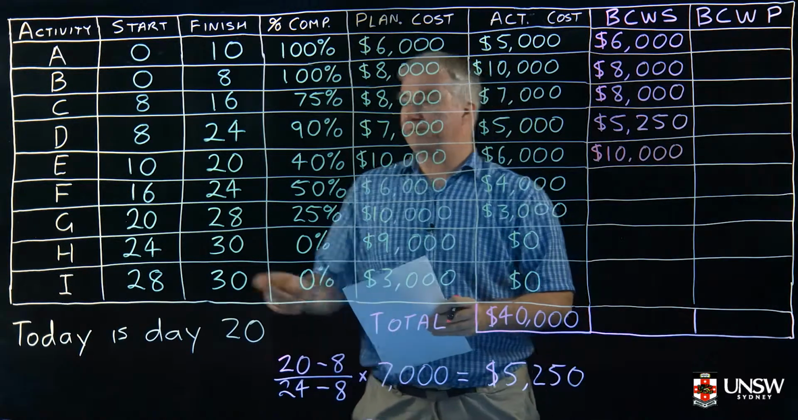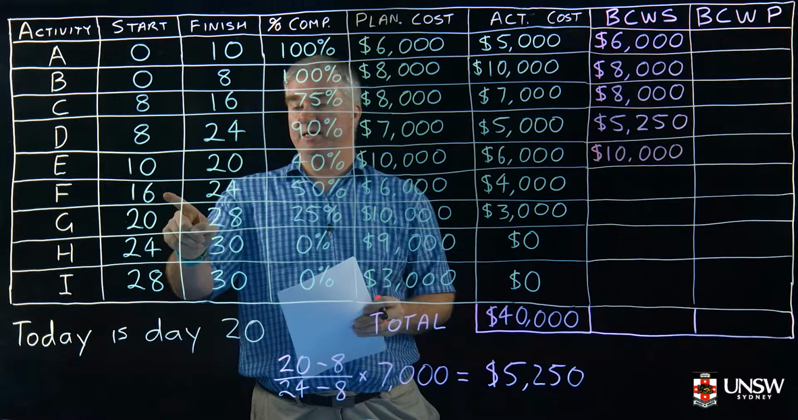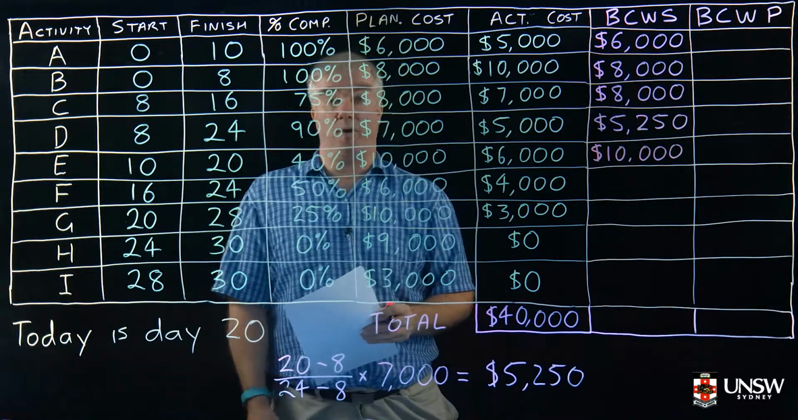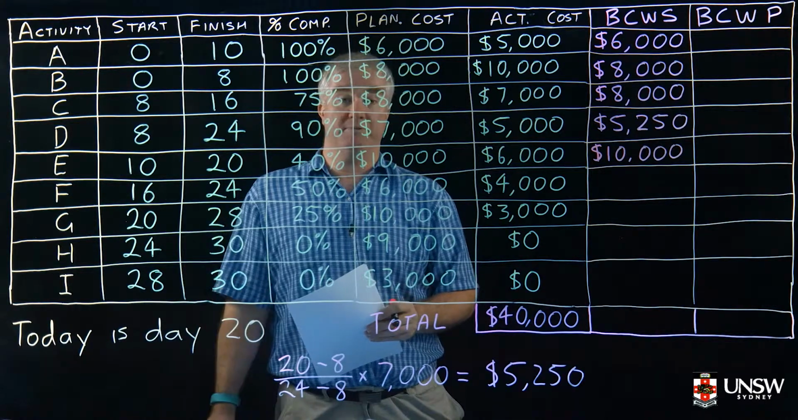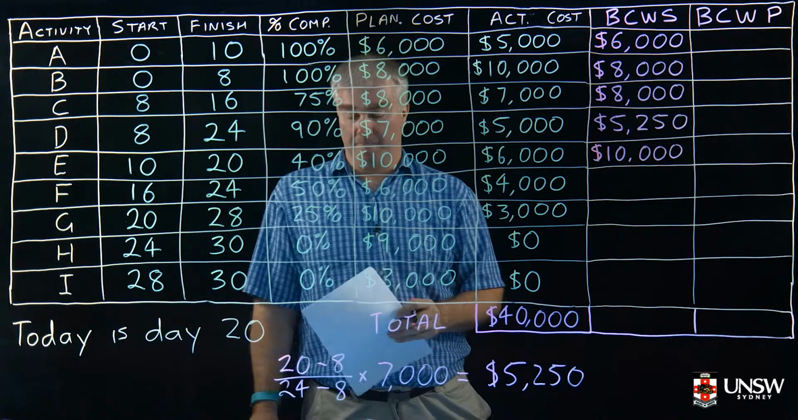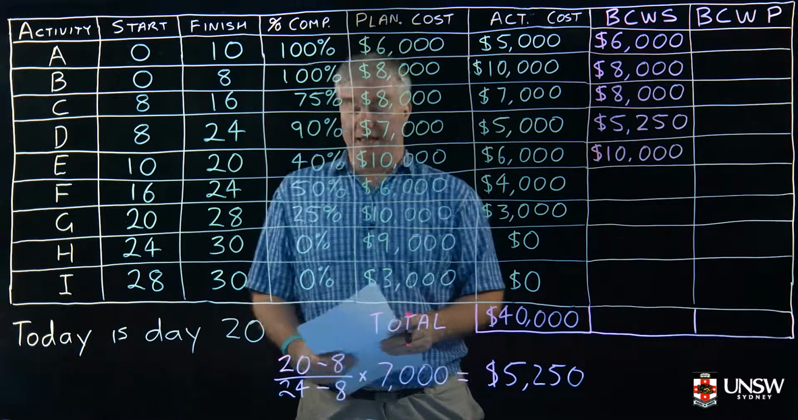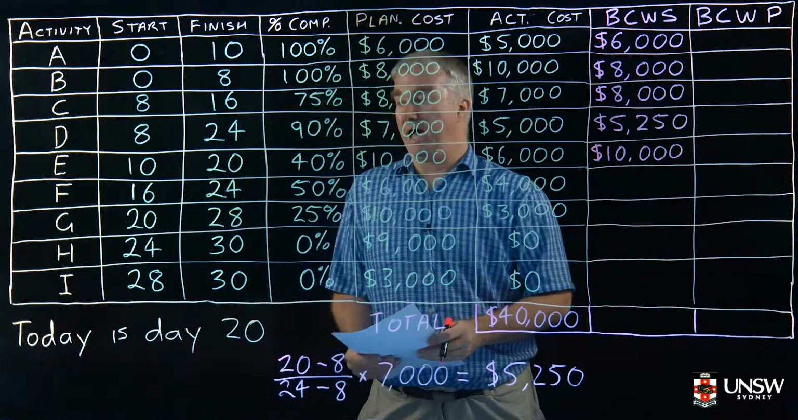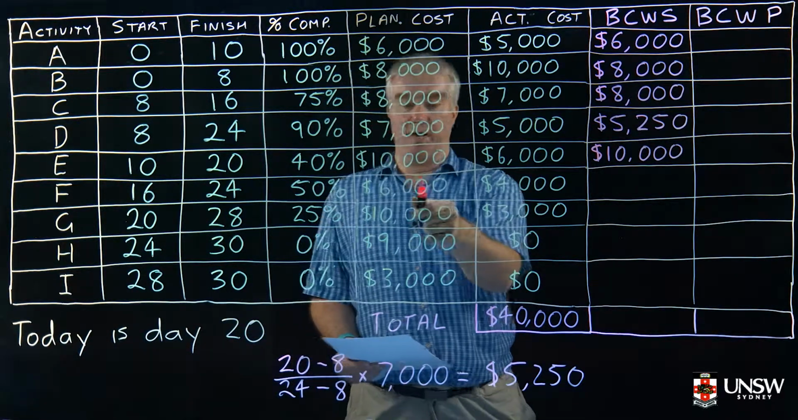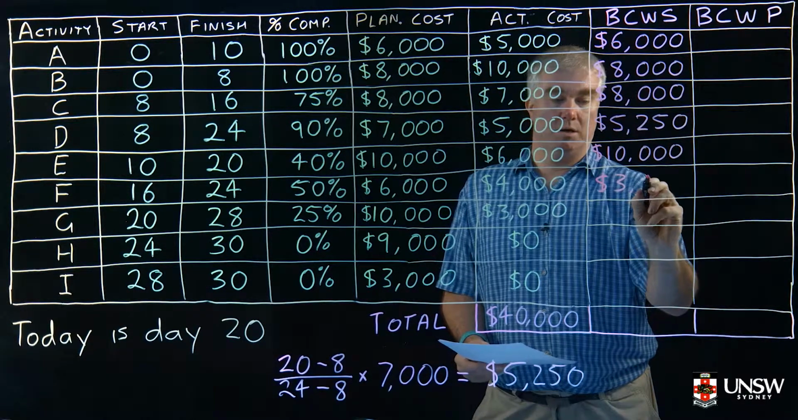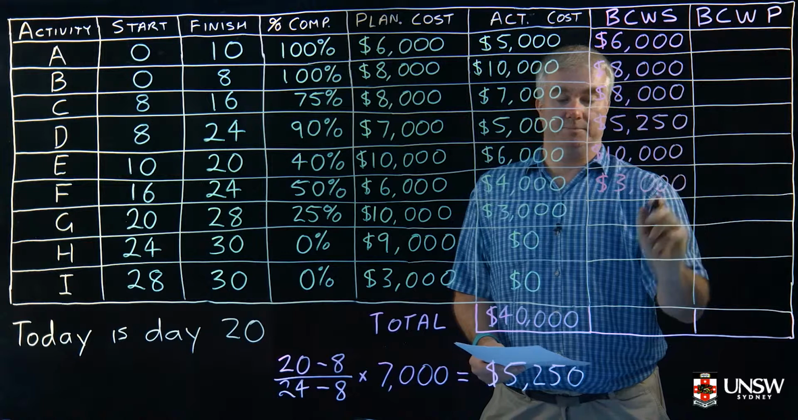For activity F, we've got 16 and 24. Day 20 is exactly halfway because we've got 4 days between 16 and 20, and 4 days after. We could do this formula again. However, it's pretty straightforward this time. It's going to be half, because we know it's halfway, of the $6,000, which gives us $3,000.